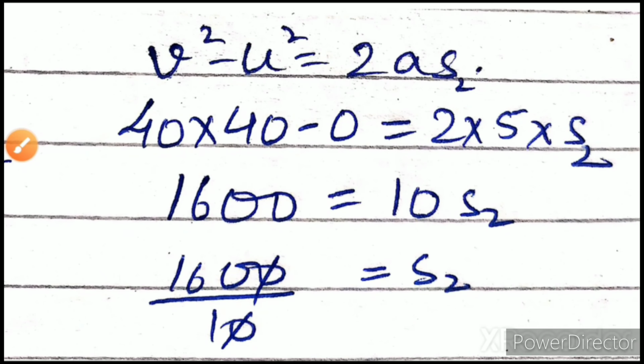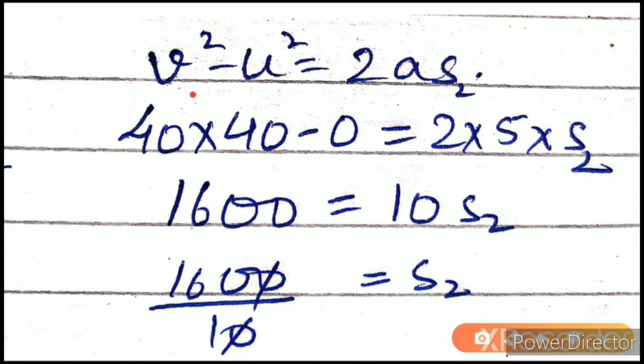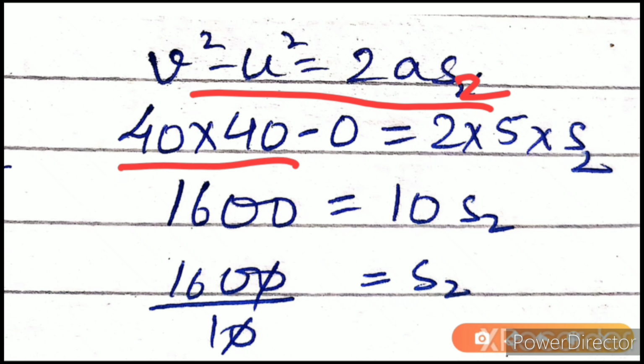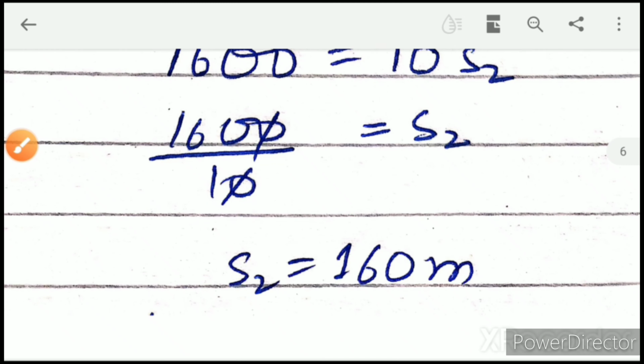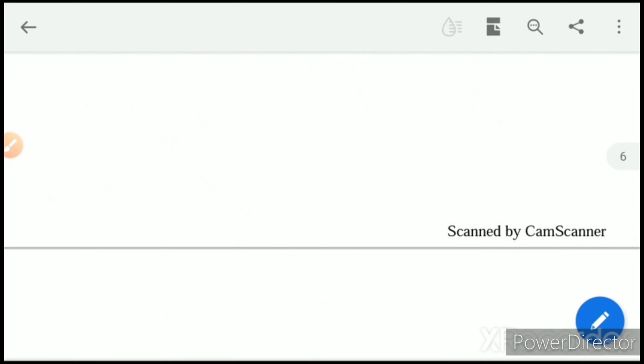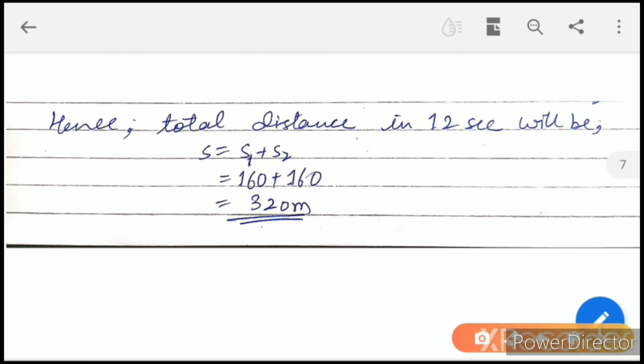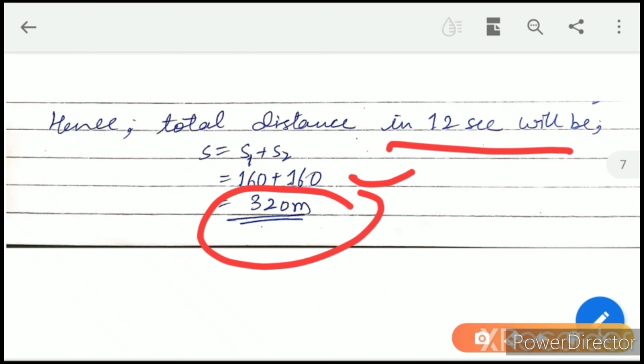Now we can see that from second equation of motion, v square minus u square is equal to 2as. We have denoted it by s2 because it's the second distance. Now we have already calculated, it's 40 meter per second, u is 0. Now substitute 2a, and from this we get s2 as 160. Now we can easily find that total distance in 12 seconds will be 160 plus 160, that is 320 meter.